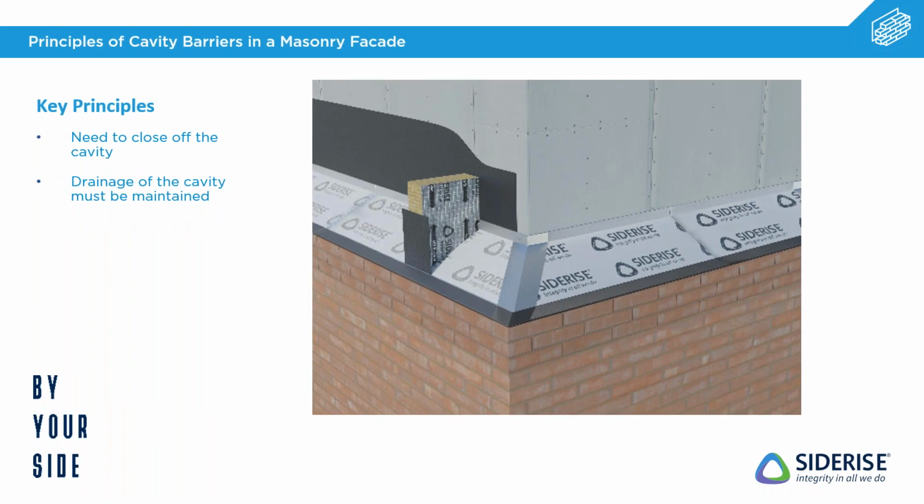So a couple of the key principles, as I say, are to fully close off that cavity, but it's also important to bear in mind, particularly with masonry, that the cavity must be fully drained. And that's where your cavity trays and also some of the weatherproofing materials in there, or damp-proof membranes, things like that, really come into their own and have their own importance.